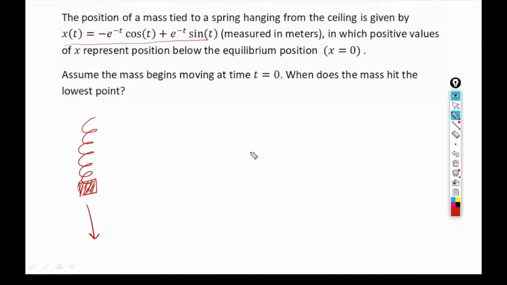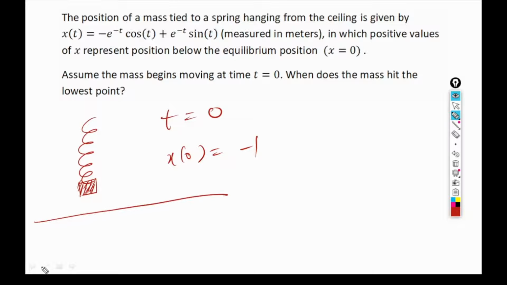Okay, so first of all, let's find what is the initial position of this mass. So let's put t is equals to 0 in the function which gives us the position of the mass. Then we will get x of 0 is equals to -1. So that means we are starting 1 unit above the equilibrium position. So if the equilibrium position is somewhere here, then we are starting 1 unit above it.